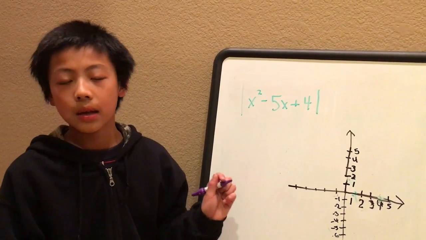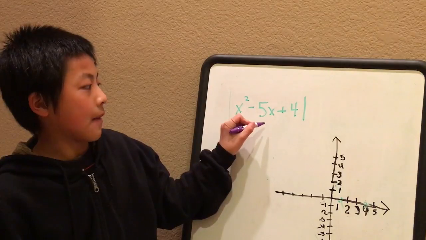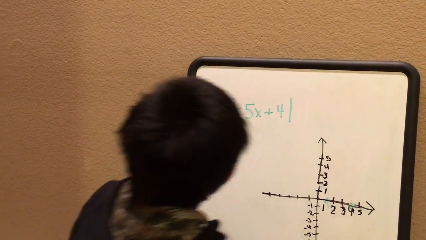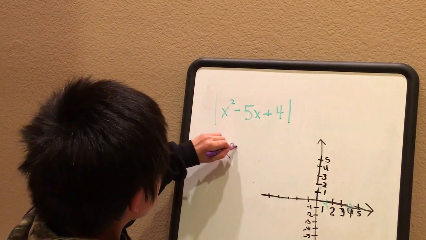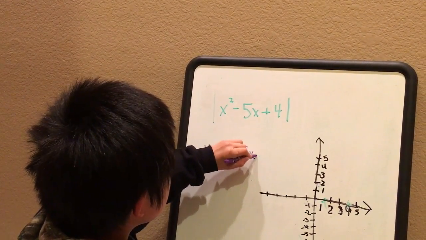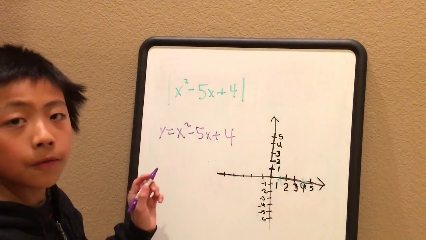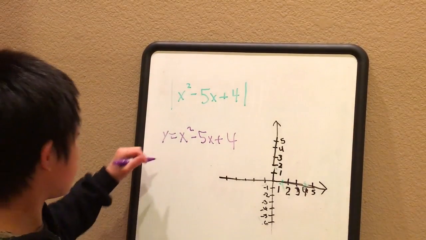Alright, let's look at our last example here. Here, we have x squared minus 5x plus 4 in absolute value. Let's draw this graph as y is equal to x squared minus 5x plus 4. Right. Now we need to find at which values of x when y equals 0.